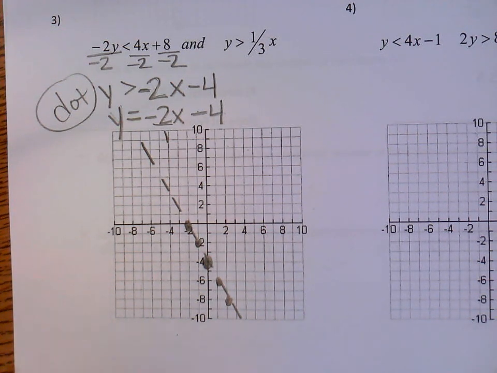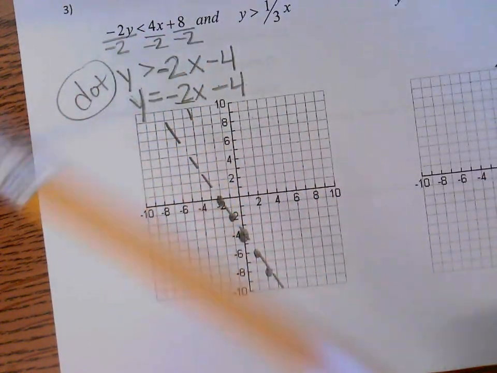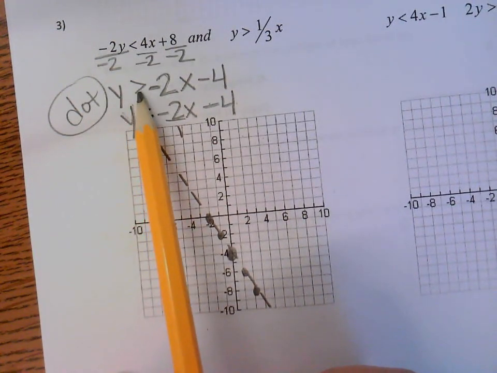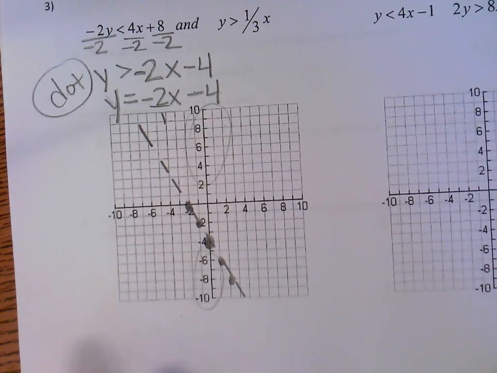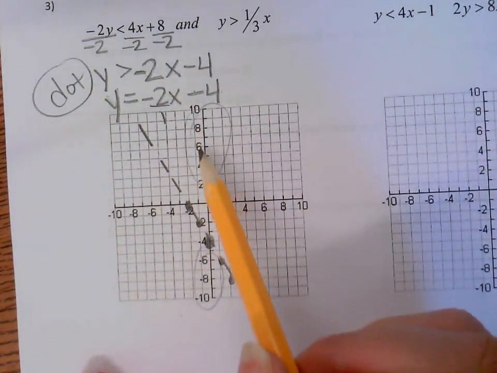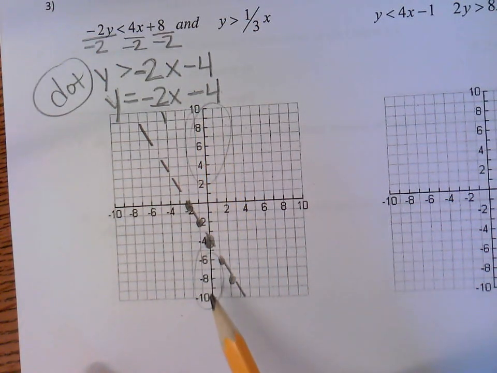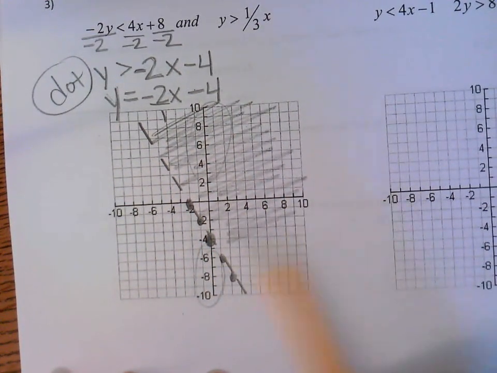Then we said it was dotted, and we have to decide if we're going to shade above or below the line. And when I read this, it says y is greater than. So which y values are greater? The ones up here, right? I'd rather get paid $8 or $10 an hour than negative $8 an hour, whatever. So they're greater up here. So this whole region is part of the solution region.